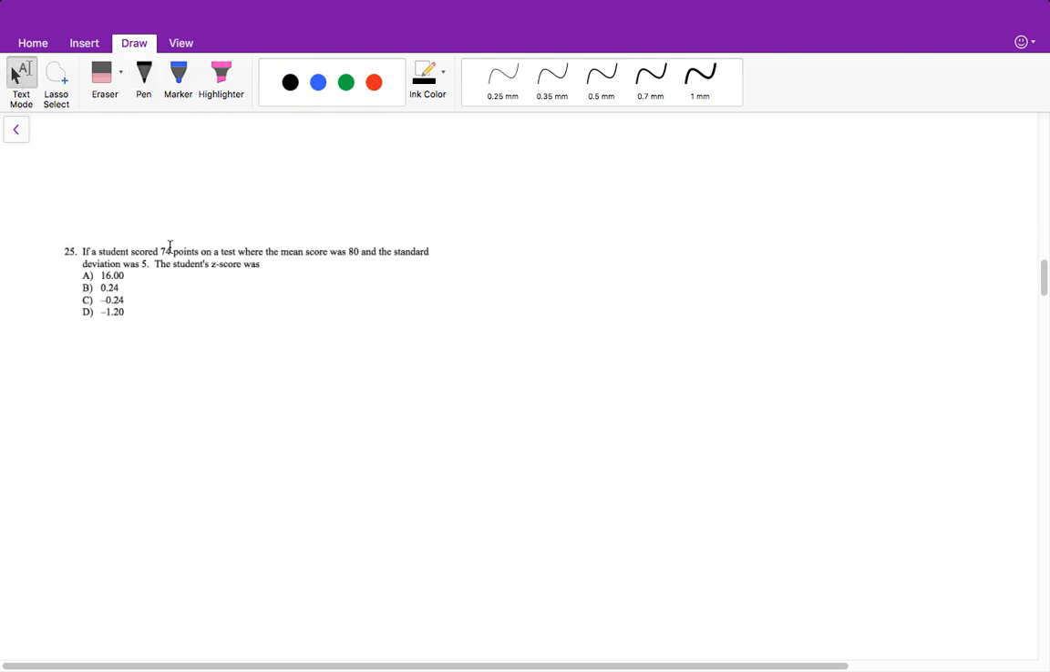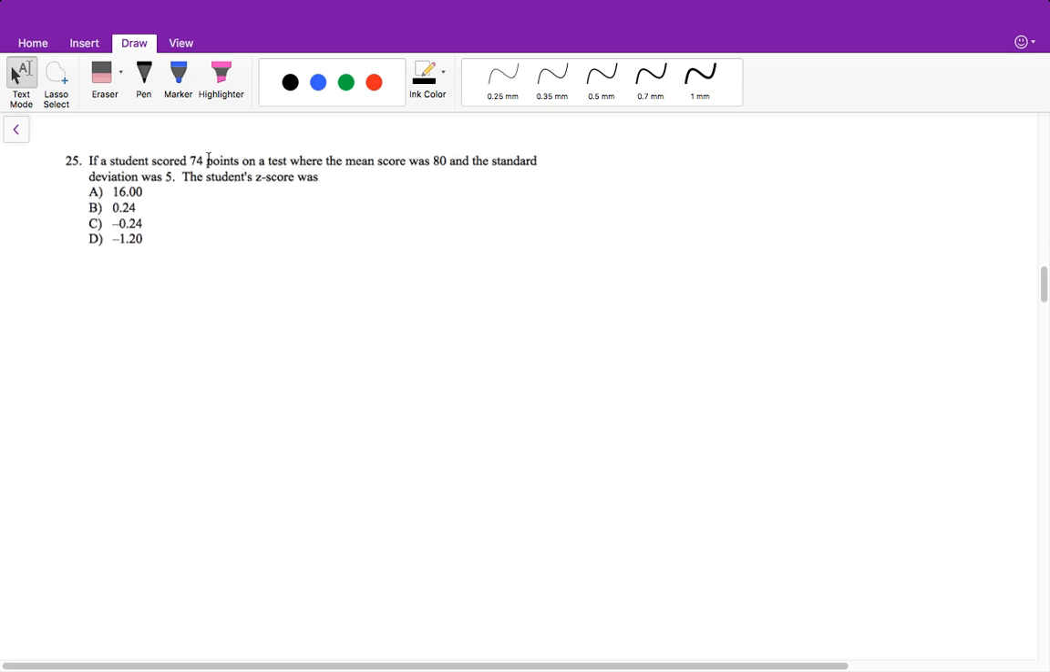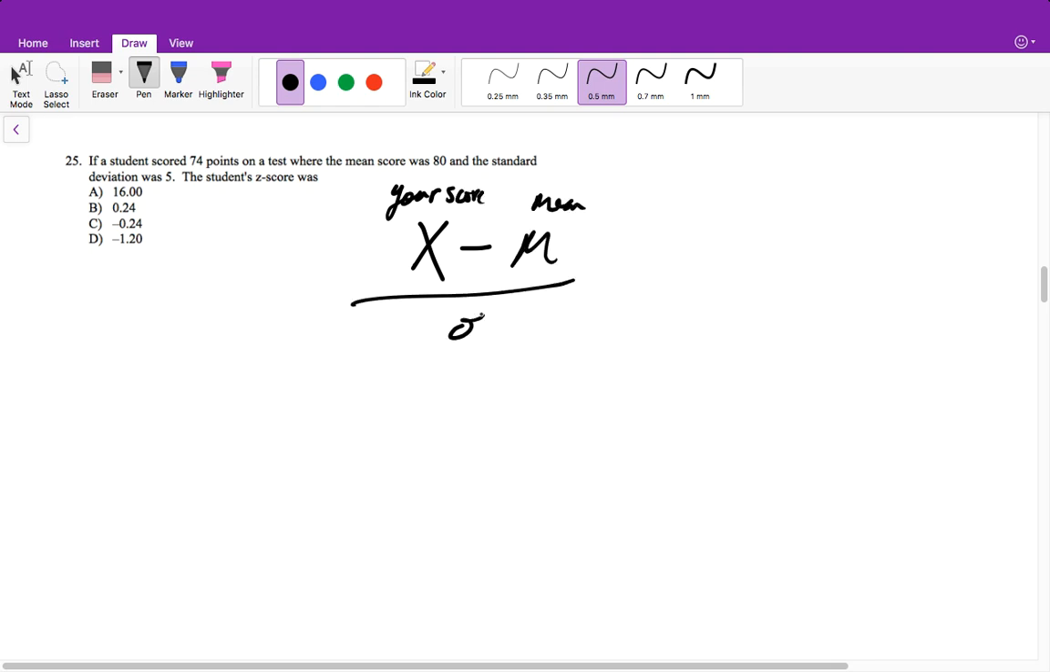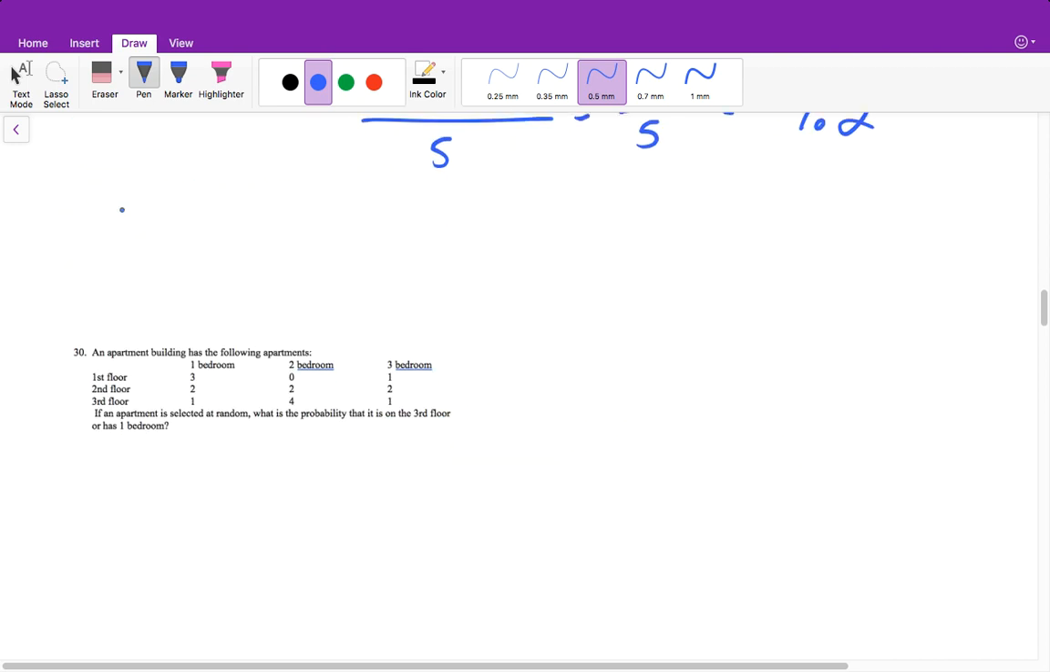All right, so for this one, it says a student scored 74 points on the test where the mean was 80 and the standard deviation was 5. Find the student's z-score. You do get this formula on your final. So it's x, which is the score that you're looking at, minus μ, which is the mean, over top of our standard deviation. So in this problem, it will be 74 minus 80 divided by our standard deviation, which was 5. So it's negative 6 over 5, which is equal to negative 1.2. So their z-score was negative 1.2, or choice D.